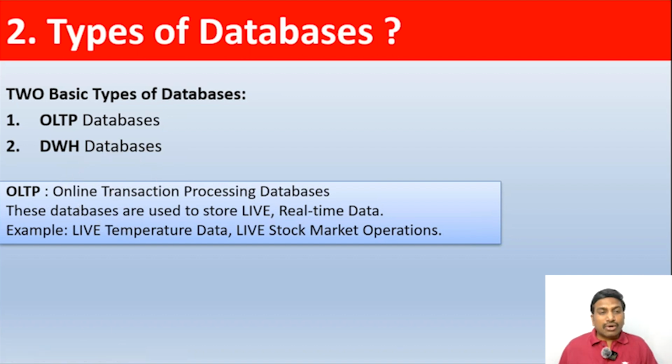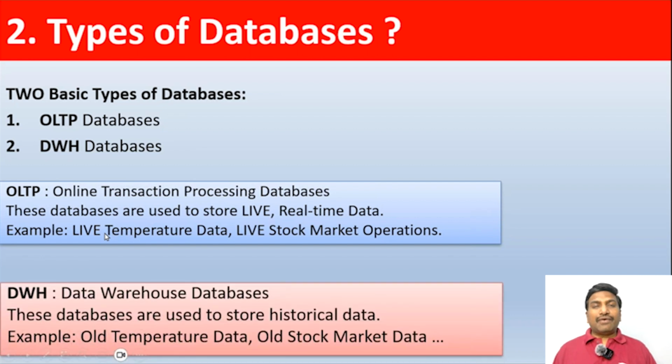What is this? To store live data. Remember, to store live, real-time data. And the other one we have, number two, data warehouse databases. The main purpose of a data warehouse is to store historical data, inactive data, like old temperature data.